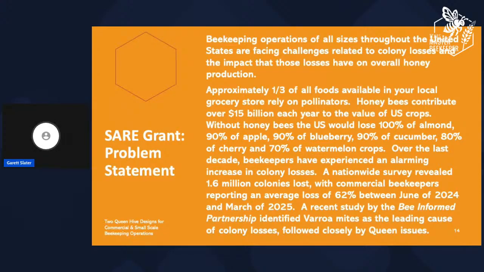So in that grant, I had to come up with my problem statement, what my research was trying to prove or resolve. So beekeeping operations of all sizes throughout the United States are facing challenges related to colony losses and the impact those losses have on overall honey production. Approximately 1/3 of all foods available in our local grocery stores rely on pollinators. Honeybees contribute over $15 billion each year to the value of U.S. crops. Without the bees, the U.S. would lose 100% of almond, 90% of apple, 90% of blueberry, 90% of cucumber, 80% of cherry, and 70% of watermelon crops.